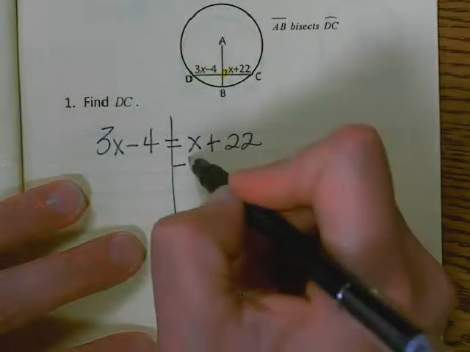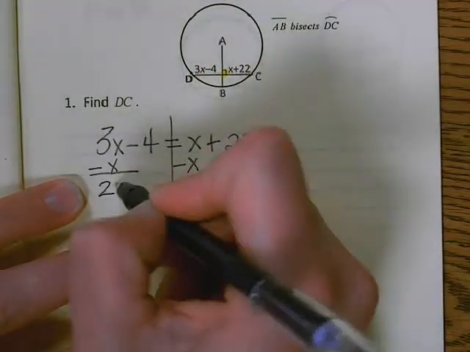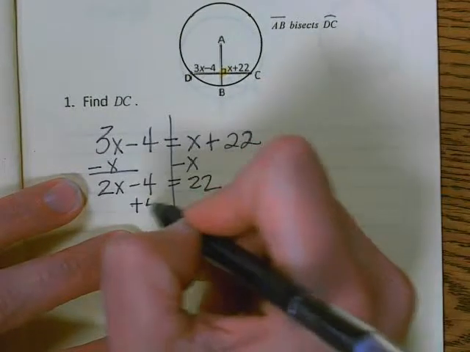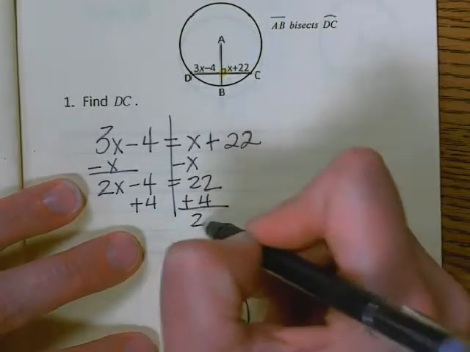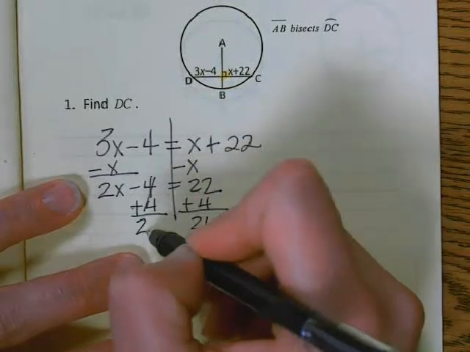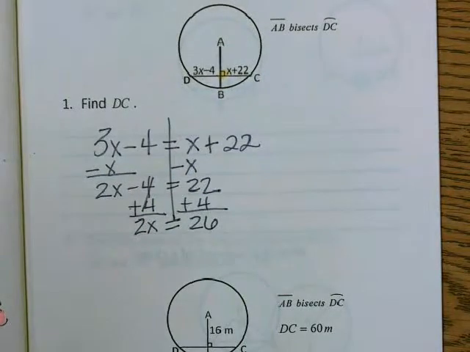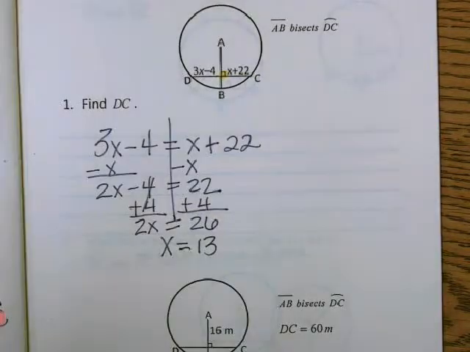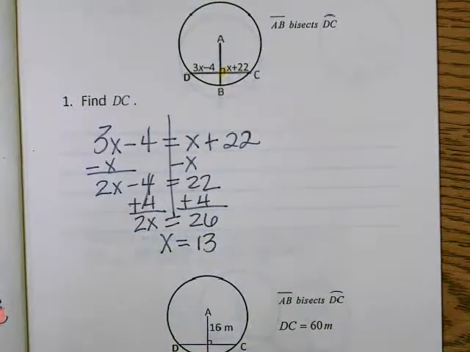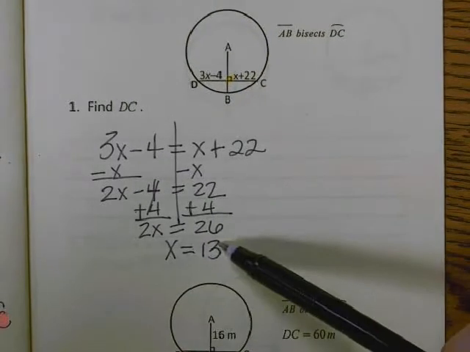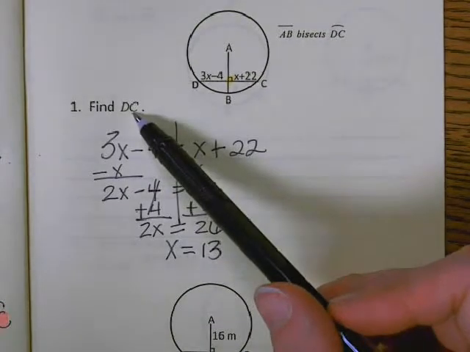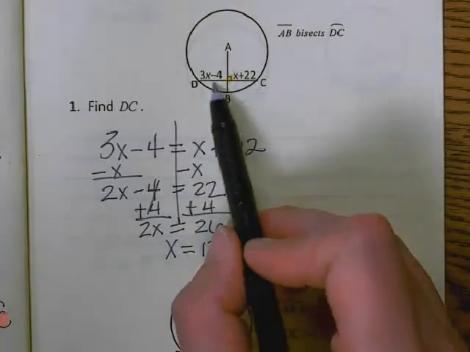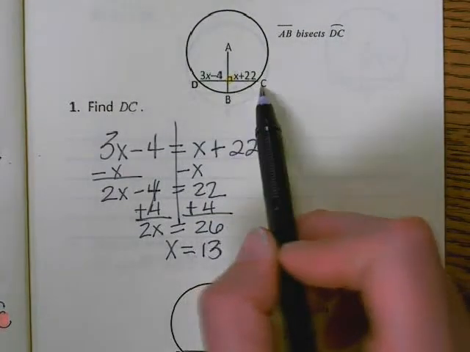Okay? So we'll subtract x from both sides, and we'll add 4 to both sides. So 2x equals 26, so x equals 13. Now we have to be very careful about our answers, guys, because they don't always ask for x. Sometimes they ask you to find the length of the line, so pay attention to what they're asking you to find. In this case, they want to know the length of this whole line, okay?